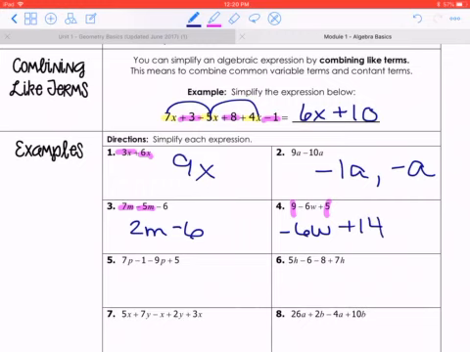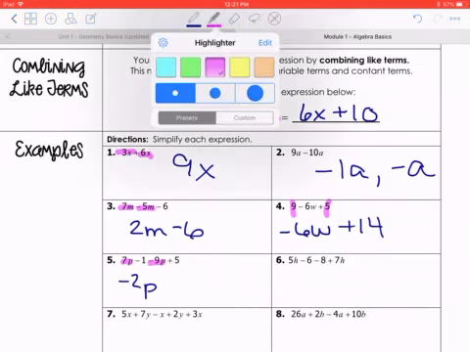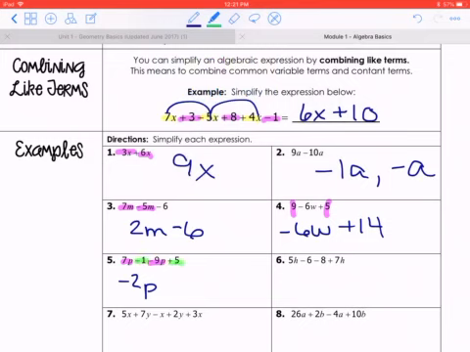If we look at number 5, let me highlight here. 7p minus 9p is going to give me a negative 2p. And then we have a negative 1 plus 5, so 5 minus 1 is going to give me a positive 4. All I'm doing is combining my like terms, the things that match. Next, 5h plus 7h, those two go together, so that's going to give me 12h. And then I have a minus 6 and a minus 8, so we can combine those to give me a negative 14.